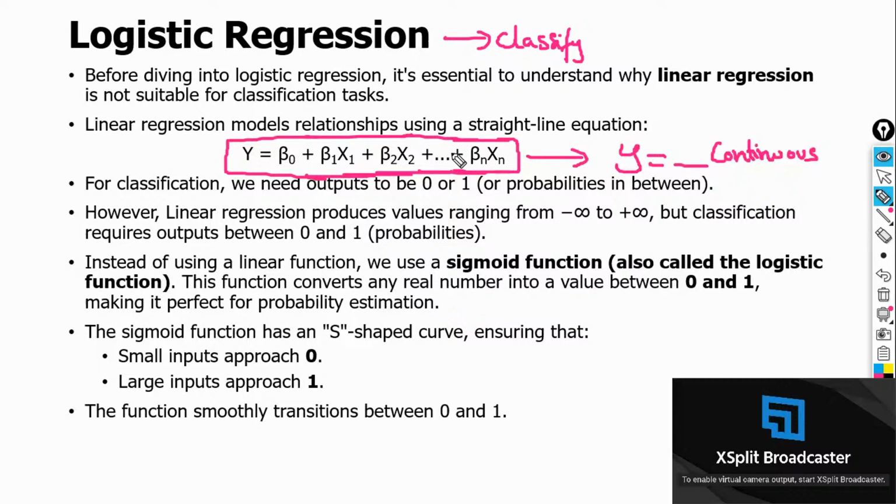We'll understand. If you see here, linear regression produces values from minus infinity to plus infinity. Between this range, we can have the output for a linear regression use case. But for classification, the output should be 0 and 1. In short, logistic regression is going to predict probability.